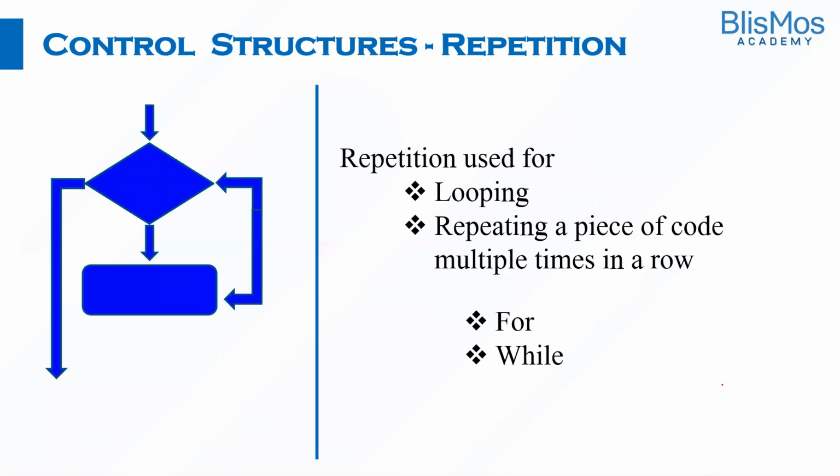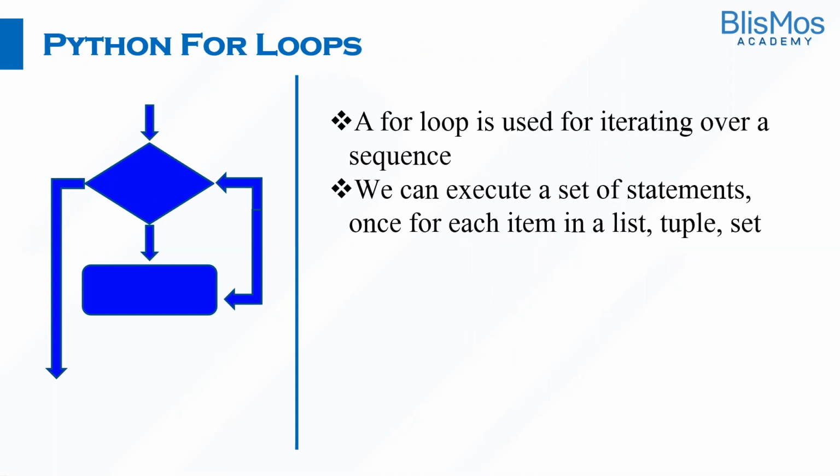As we already understand, repetition is used for looping. Whenever we have a requirement to repeat a piece of code multiple times, that is when we'll use the repetition. In repetition, we have loops. Within that loops, we have first one being the for loop. What is for loop doing? For loop is mainly used for executing the statements for a sequence.